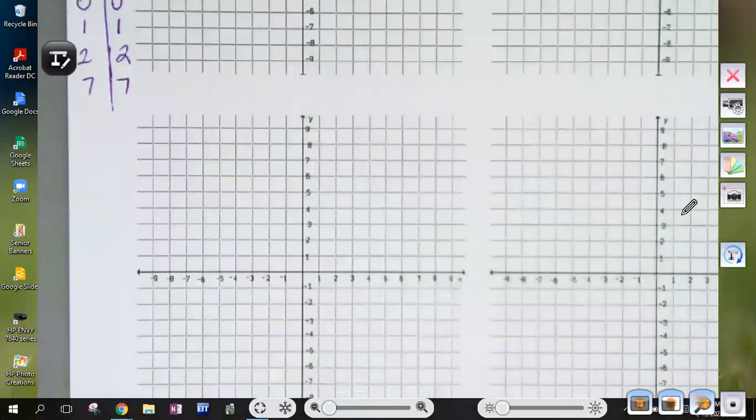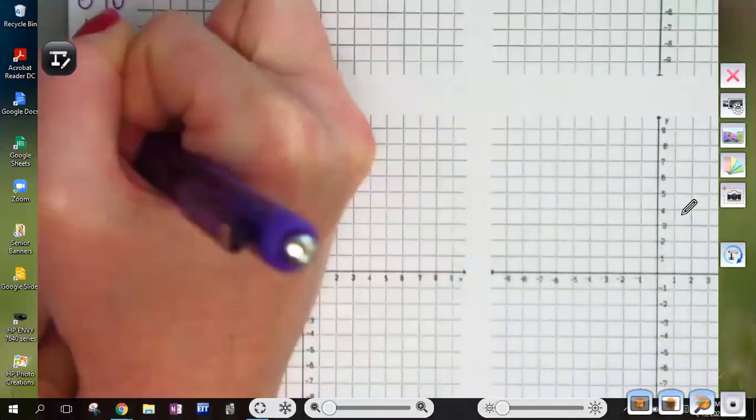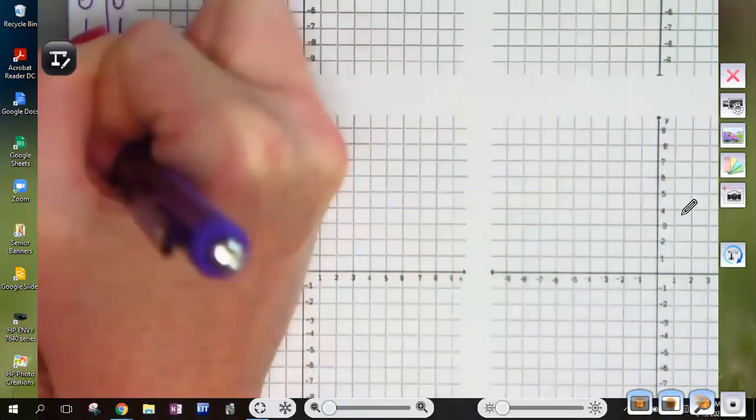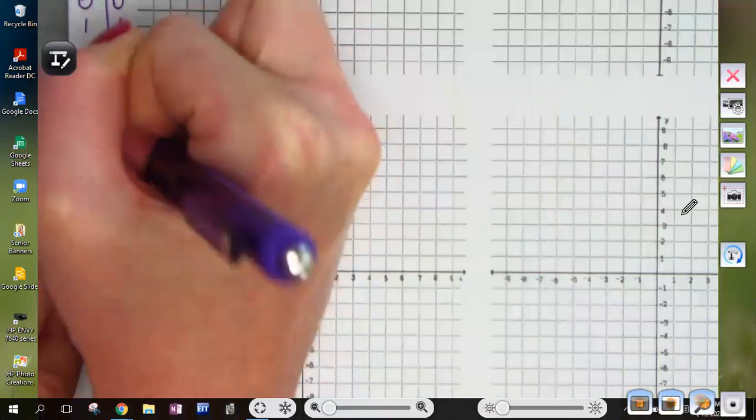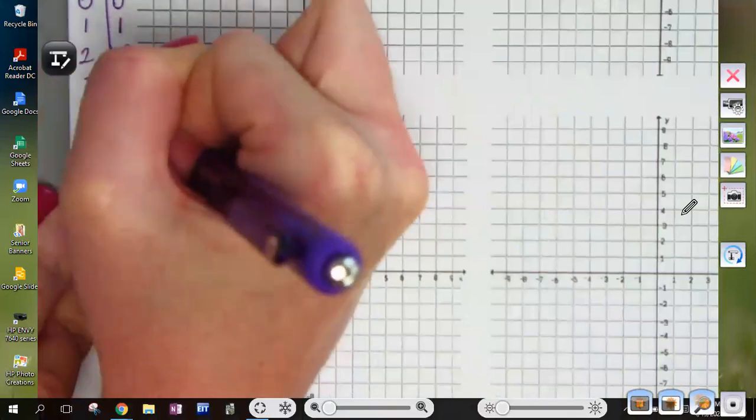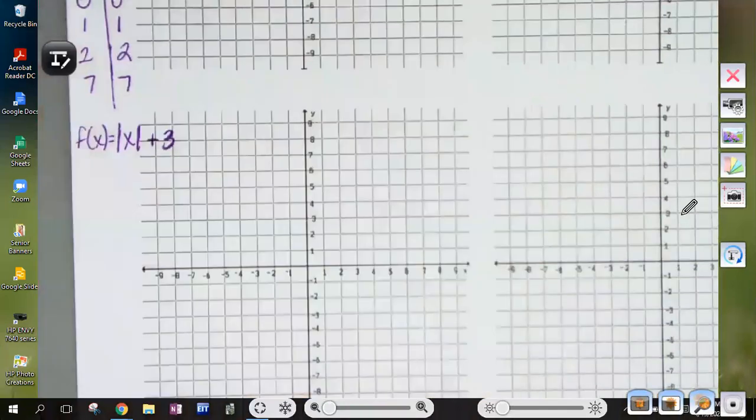Now we have a function that looks like this: f of x equals the absolute value of x, plus 3 on the outside. I see that it's an absolute value. I know it's going to be in what shape?